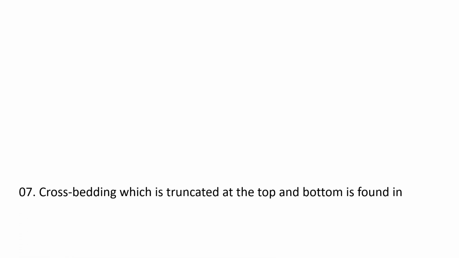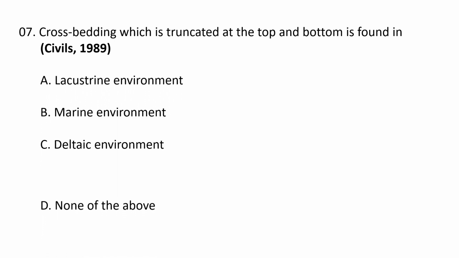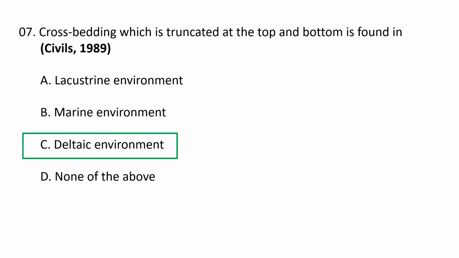Next question. Cross-bedding, which is truncated at the top and bottom, is found in A. Lacustrine environment, B. Marine environment, C. Deltaic environment, D. None of the above. So, cross-bedding, which is truncated at the top and bottom, is found in deltaic environment. C is the correct answer.